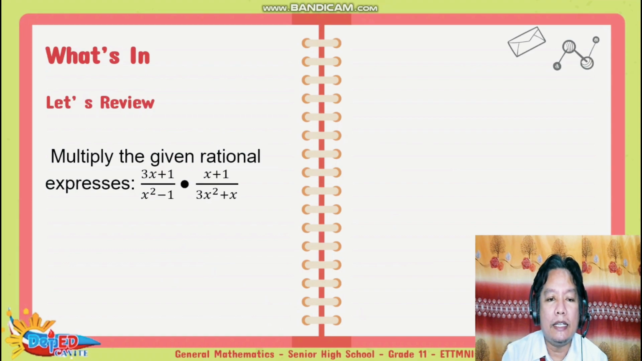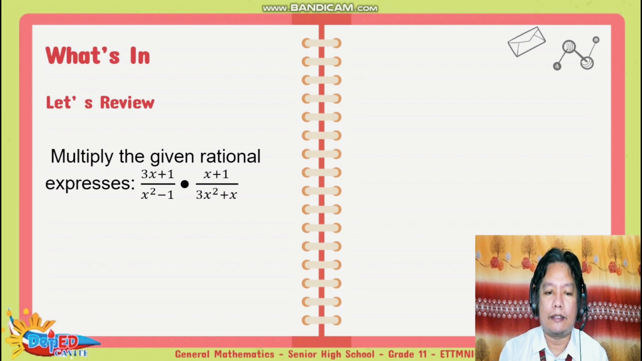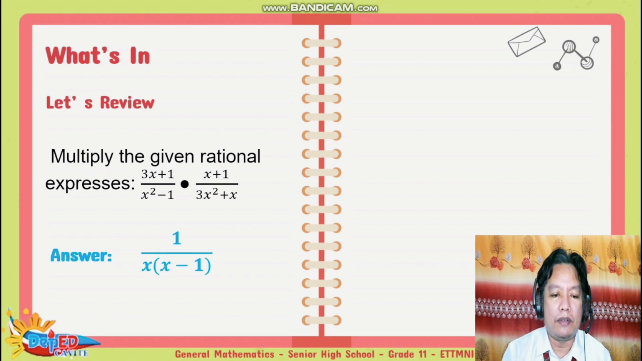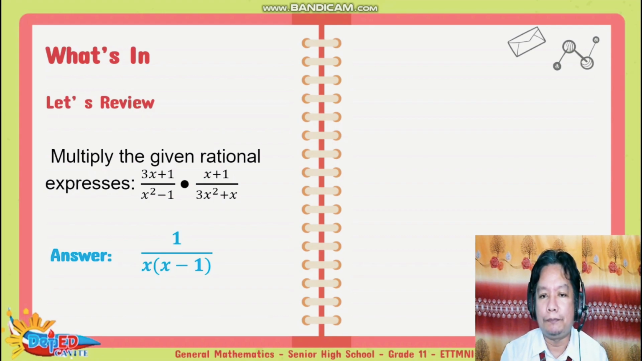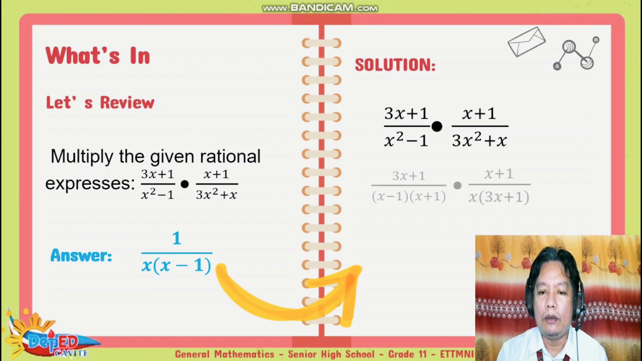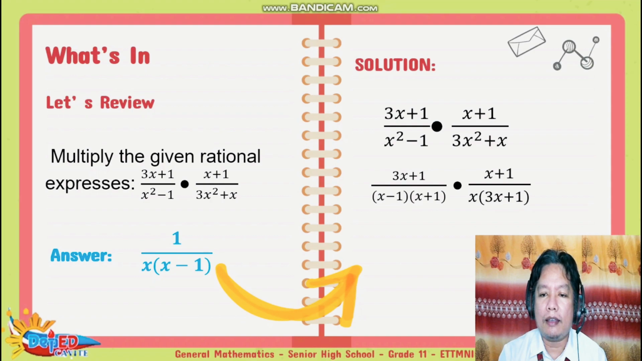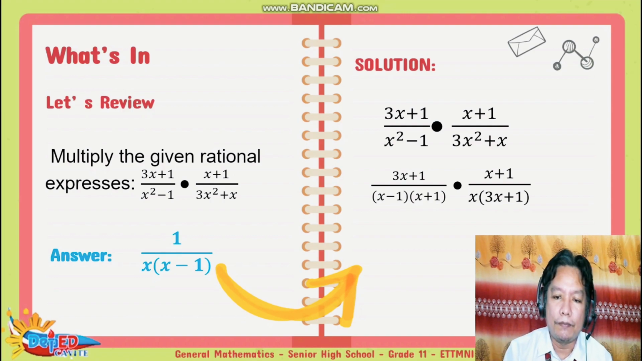Next, we have to multiply the given rational expressions: 3x plus 1 over x squared minus 1 times x plus 1 over 3x squared plus x. And the answer is 1 over x times x minus 1. Let's see the solution. The denominator of the first fraction is x squared minus 1. We need to factor that, and that will become x minus 1 and x plus 1. The second denominator, 3x squared plus x, will become x times 3x plus 1.